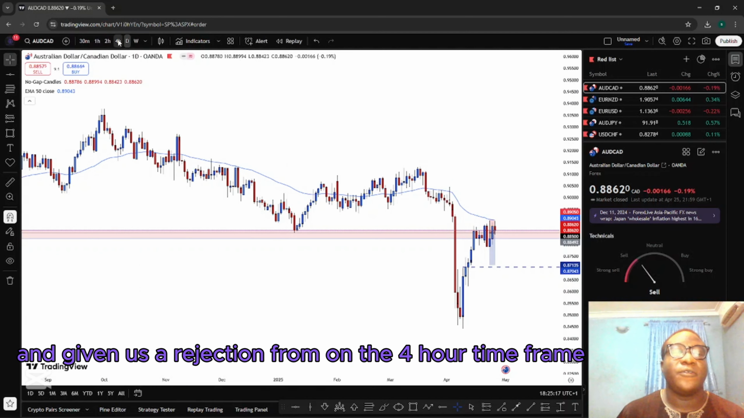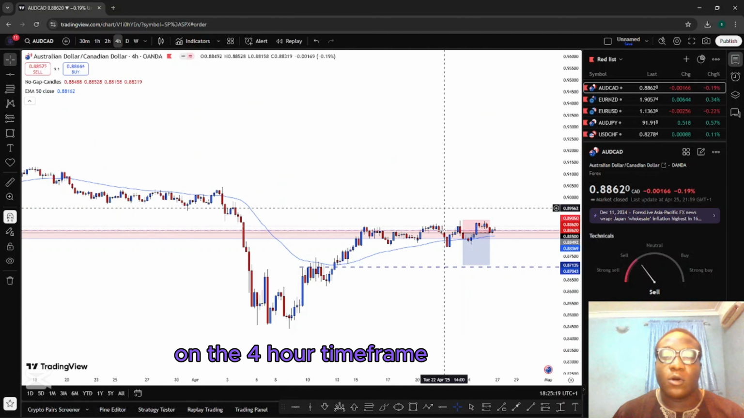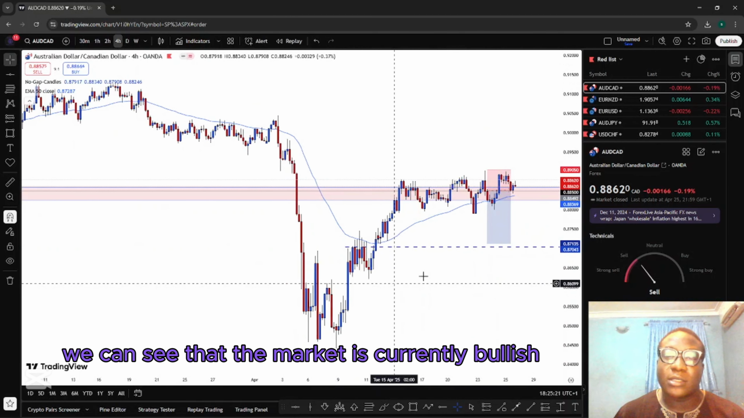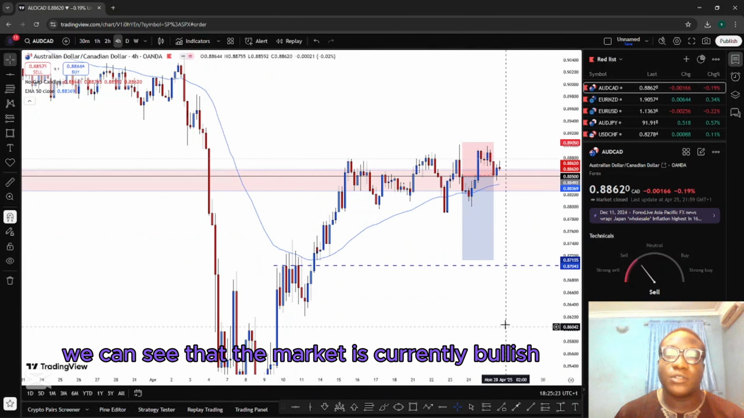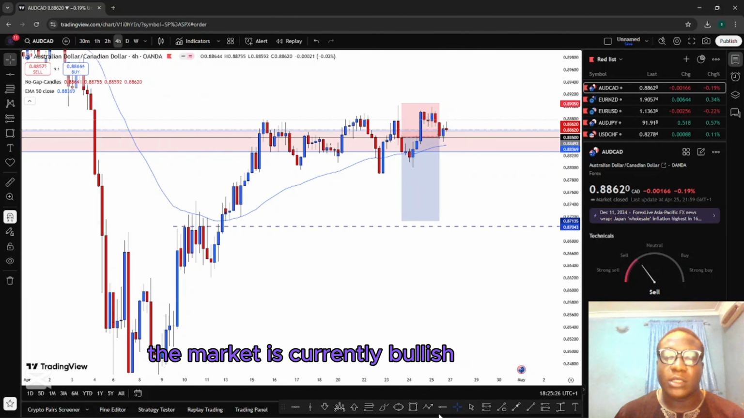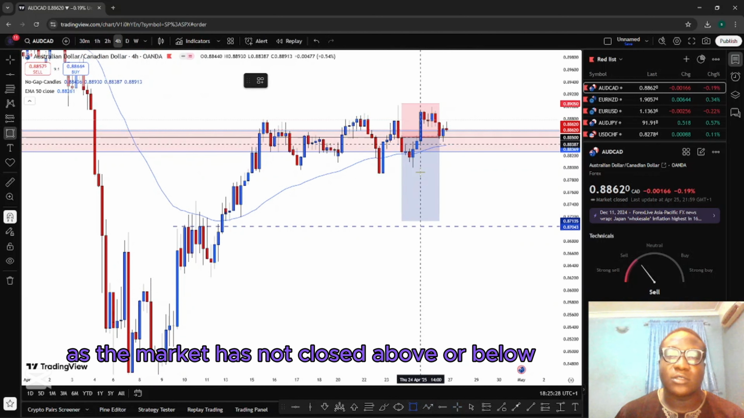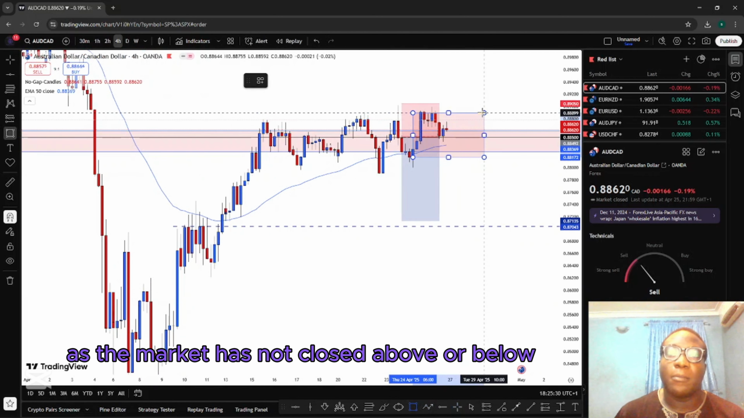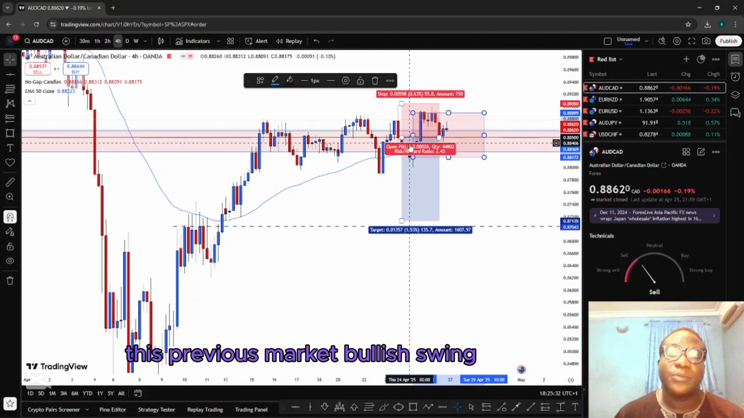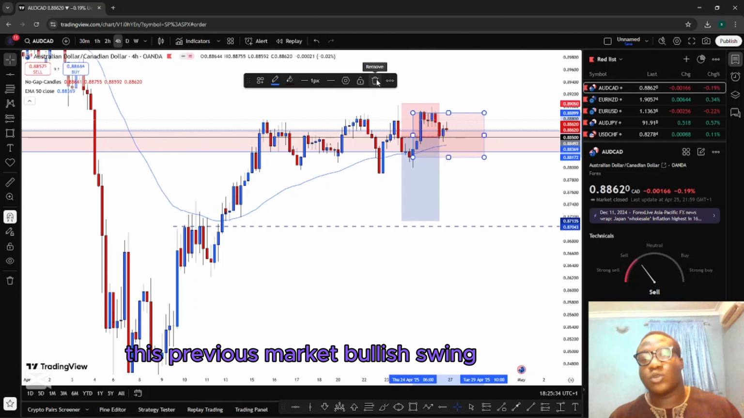On the 4-hour time frame, we can see that the market is currently bullish. The market is currently bullish as the market has not closed above or below this previous market bullish swing.